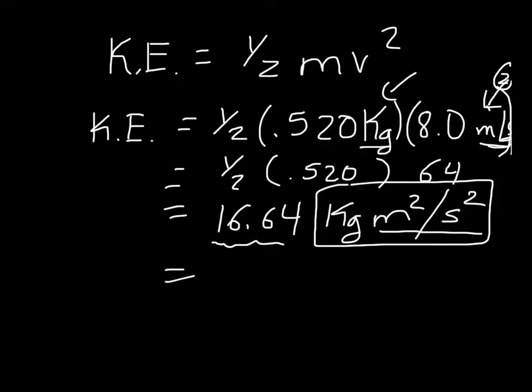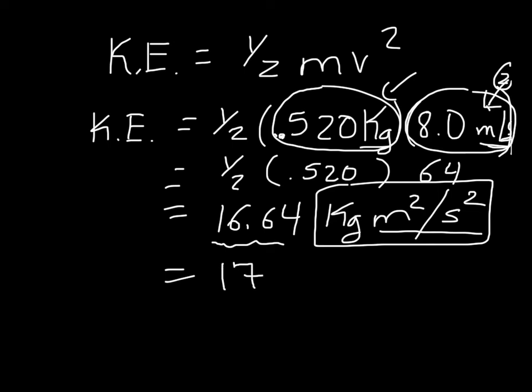Next step, you have to round to the right number of digits. So our original numbers that we measured are this one over here, that's our mass, and this one over here, that's our velocity. Our mass has 3 digits in it, and our velocity has 2. So our answer can only have as many digits in it as the weakest of our original measurements. So we only get 2 because 8.0 only has 2. So 16.6 is going to round up to 17. And a kilogram meter squared per second squared is going to become a joule.